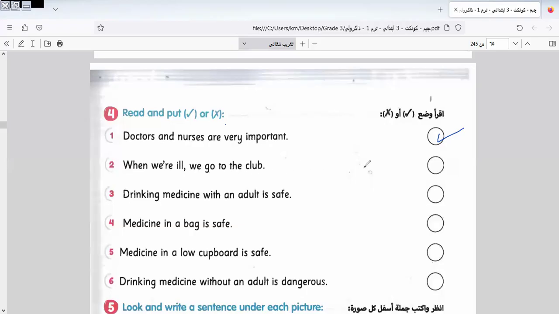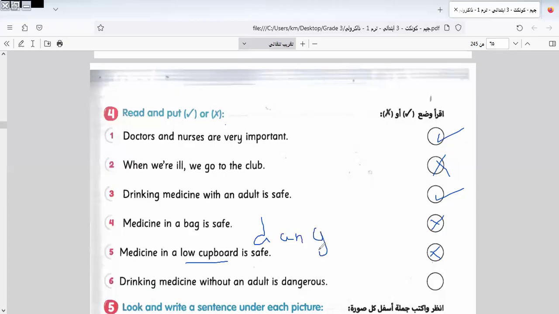When we are ill, we go to the club. Wrong. We go to what? Hospital, as we know in the text. Drinking medicine without an adult is safe? Wrong. Medicine in the bag is safe? Wrong. Medicine on the low shelf is safe? Wrong. On a high shelf, yes, it is safe. In a low cupboard it is dangerous, not safe.